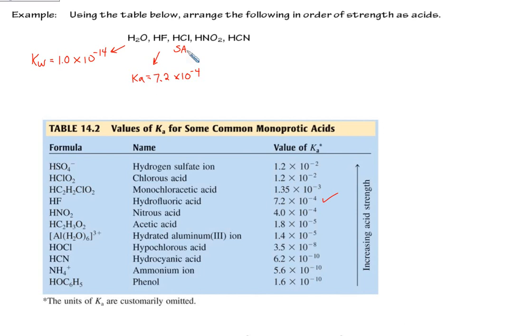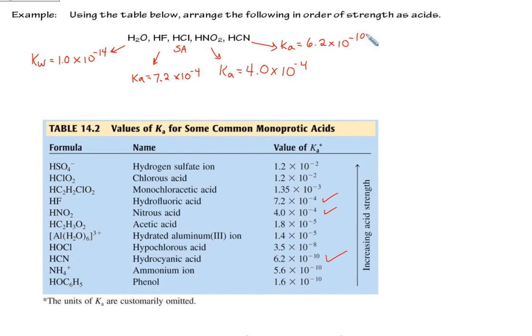HNO2, I believe we have nitrous acid. There it is. So let's get that guy down. Ka is nitrous acid, 4.0 times 10 to the negative 4. And this guy, HCN. Yep, hydrocyanic acid. Oh boy, that one's small. 6.2 times 10 to the negative 10. Ka.